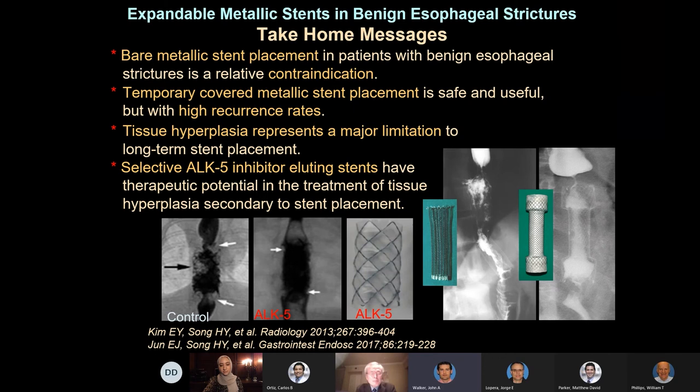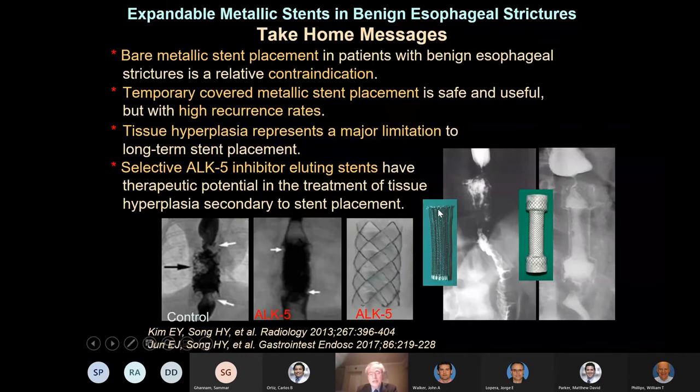Okay, thank you. First, take a look at the take-home message regarding the expandable metallic stent in benign esophageal strictures. The bare metallic stent placement in patients with benign esophageal strictures is a relative contraindication because here is an example. This is a bare esophageal stent, but after stent placement for a patient with recurrent strictures at the anastomosis, you can see severe strictures above, within the stent 2 months after stent placement. So it's a relative contraindication because the long-term follow-up result is poor.